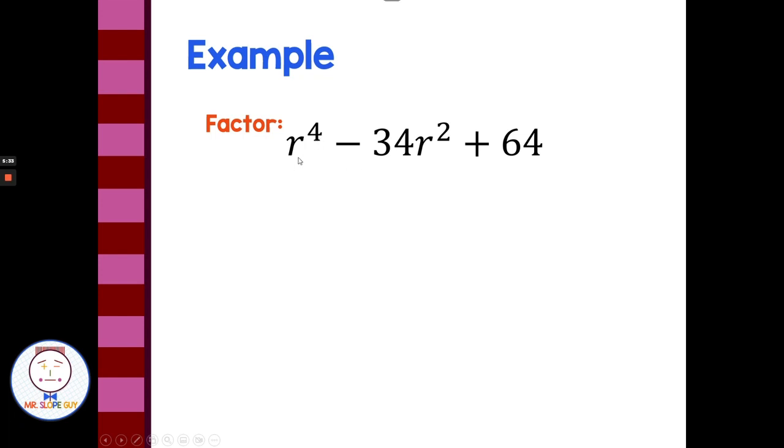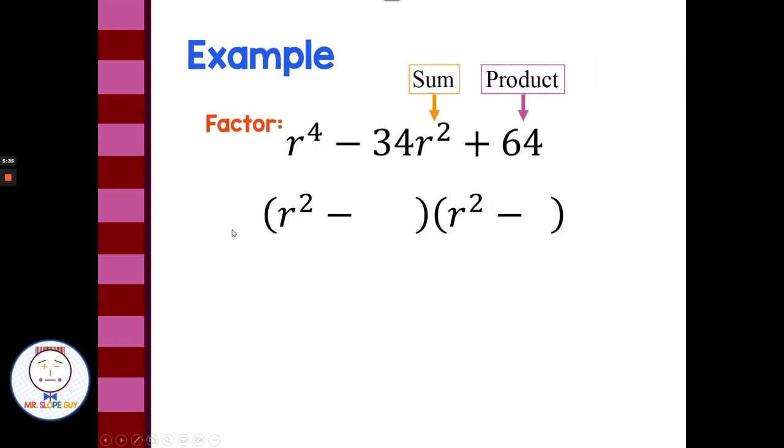This r to the fourth, I can break that up into r squared times r squared. And then I just have to look at a list of factors. And this one's not quite as obvious. I might have to make a table and start with 64 times 1 and 2 times 32 until I come up with, well, 2 and 32. They multiply to positive 64 and they add up to negative 34.